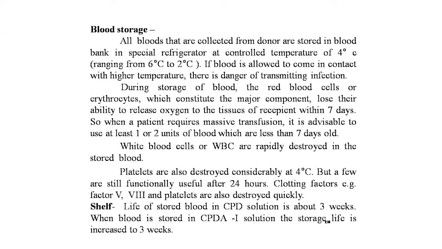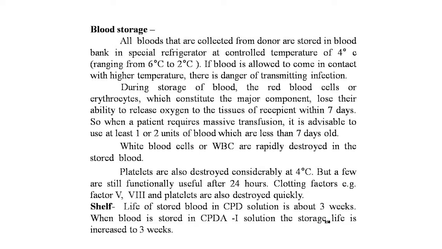Now the blood storage. All blood collected from the donors is stored in the blood bank in a special refrigerator at a controlled temperature of 4 degrees centigrade, ranging from 6 degrees centigrade to 2 degrees centigrade. If blood is allowed to come in contact with higher temperature, there is a danger of transmitting infection through the blood. During storage, the red blood cells or erythrocytes, which constitute the major component, lose their ability to release oxygen to the tissues of the recipient within 7 days.